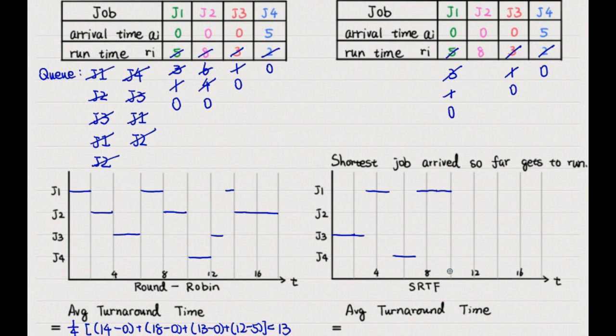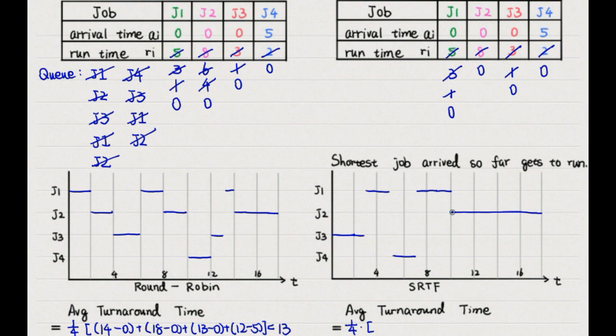Now at time t equals 10, the only remaining job is J2, and its runtime is 8, so we run J2 for 8 seconds. And J2 completes at time 18. The average turnaround time is 1/4 times.